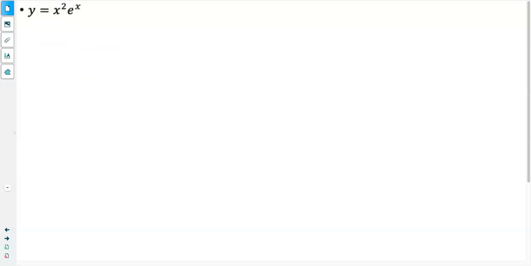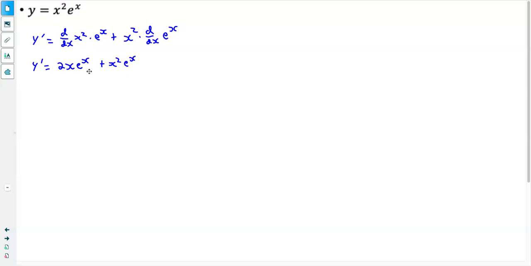Okay, next one, we've got y equals x squared times e to the x. Now this one, we're going to have to use our product rule. So we have y prime is equal to d dx of x squared times e to the x plus x squared times d dx of e to the x. So the derivative of x squared is 2x. So we've got 2x e to the x. And then we've got plus x squared, and the derivative of e to the x is just e to the x.